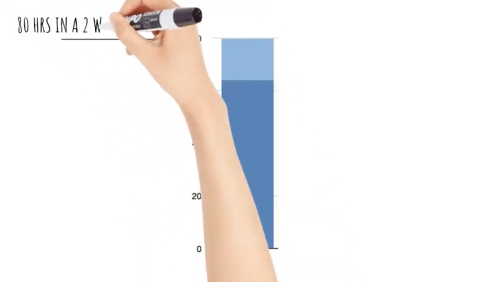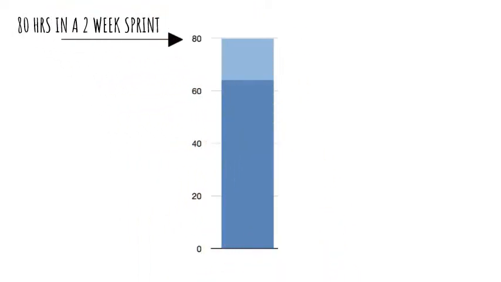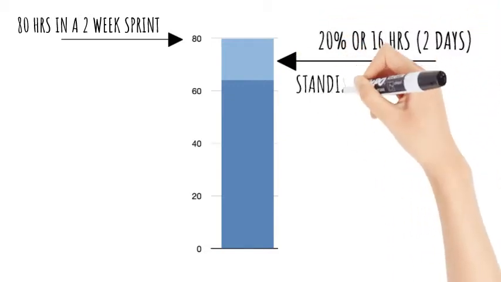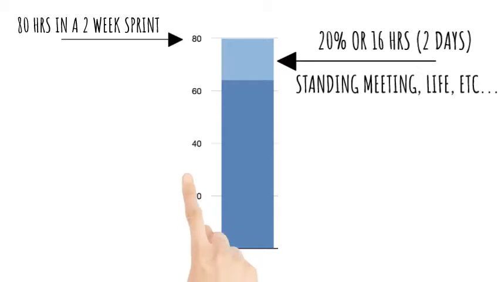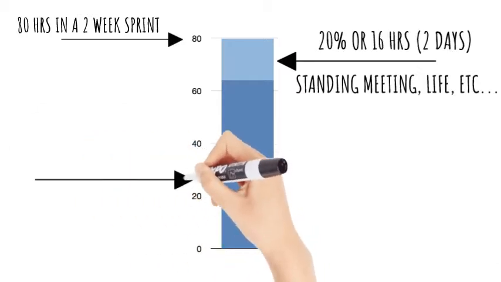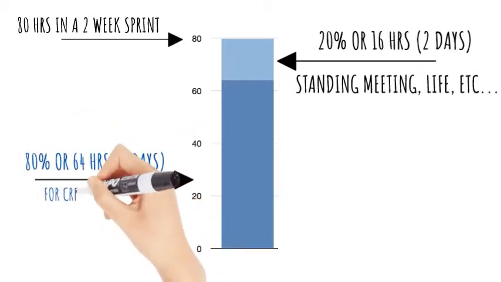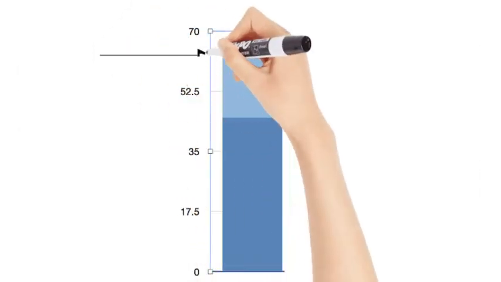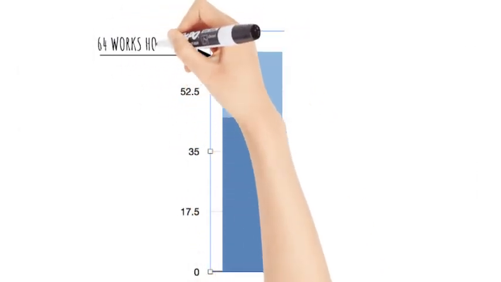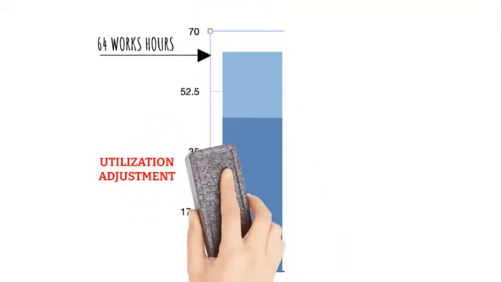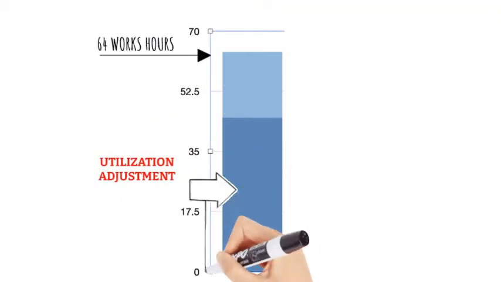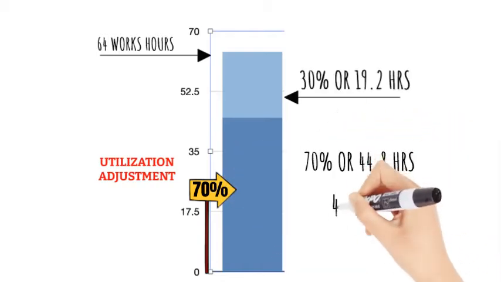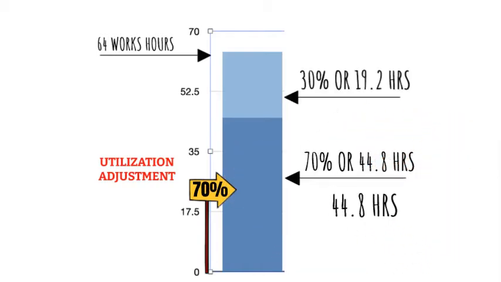So let's start putting this all together. We start with 80 hours for a 2-week sprint. We subtract 20%. That gives us a new starting point of 8 days to develop our stories. But we also want to apply our utilization rate. So since we know we have 64 hours of available development time, we're going to multiply that by the 70% utilization rate. That gives us our estimation of having 44.8 hours dedicated to developing stories during a 2-week sprint.